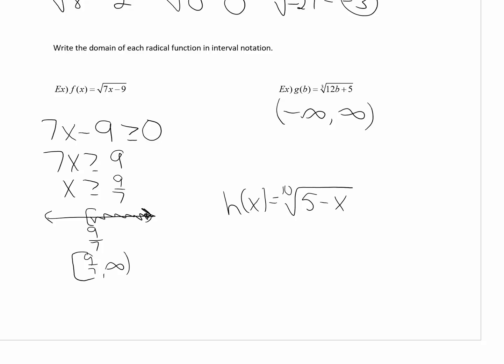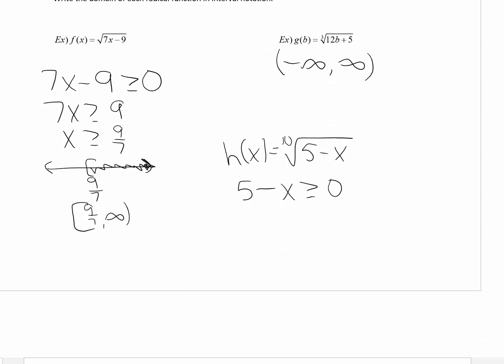So here I have the 10th root of 5 minus x. Because the index is even, again, I will write what is under the radicand and set it greater than or equal to 0. So solve the inequality, subtract the 5. Now, when I divide by a negative 1, I must switch the inequality sign. And a negative divided by a negative is a positive. So I can graph this on a number line. And then I can write that in interval notation.